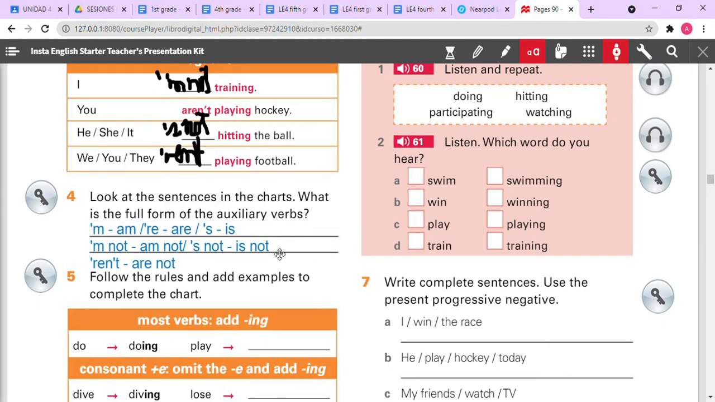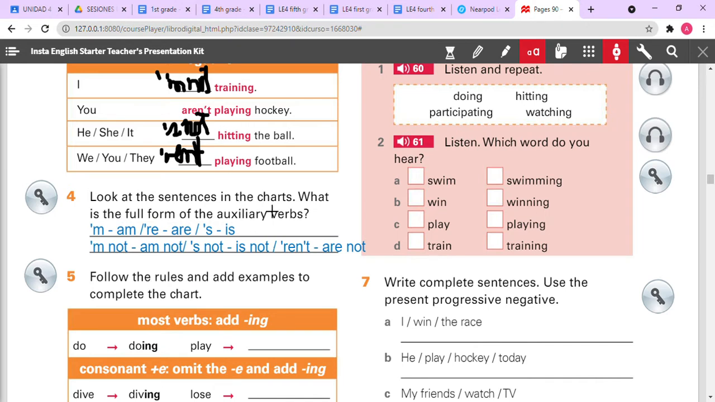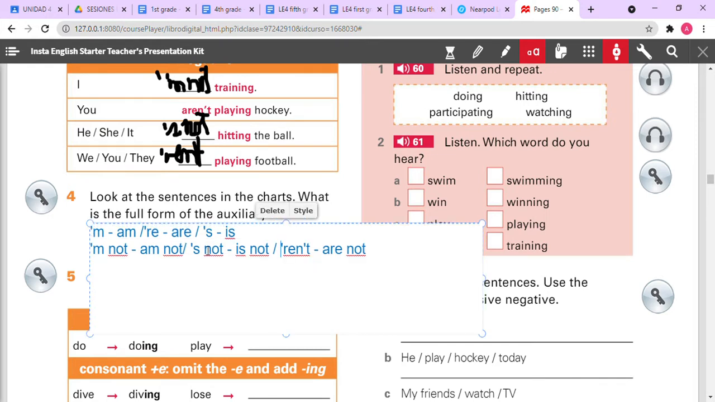Okay, class. This is the correct form, or the full form. Okay, it is called the full form, so that you can check this. You can say I'm not. It's not, and some books say isn't. No, it could also be isn't. I'm going to change this. Is not. Excuse me. Like this. Isn't. Isn't is not. Aren't. Here. Aren't, are not. Okay. Perfect.